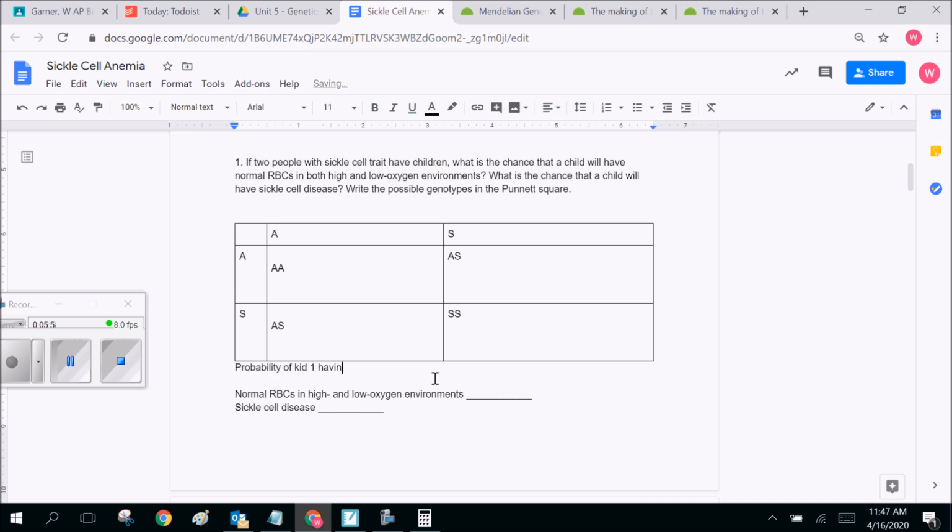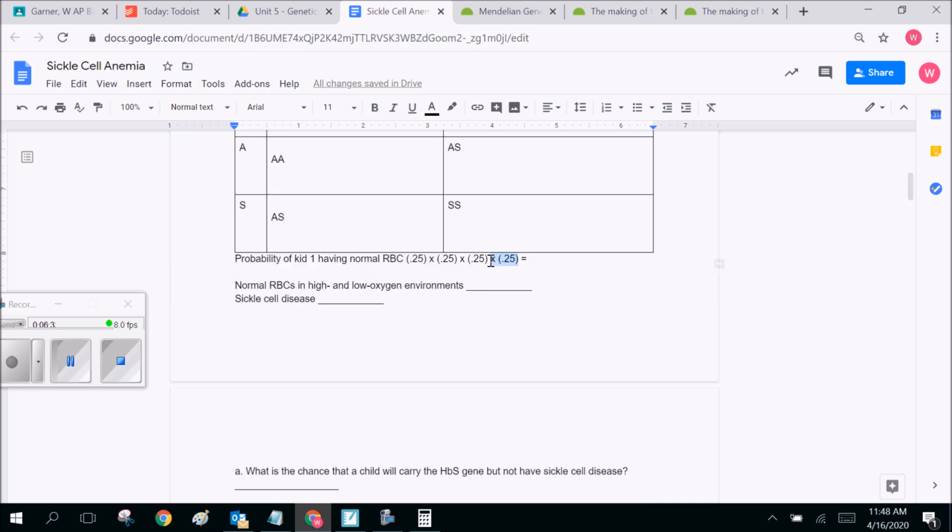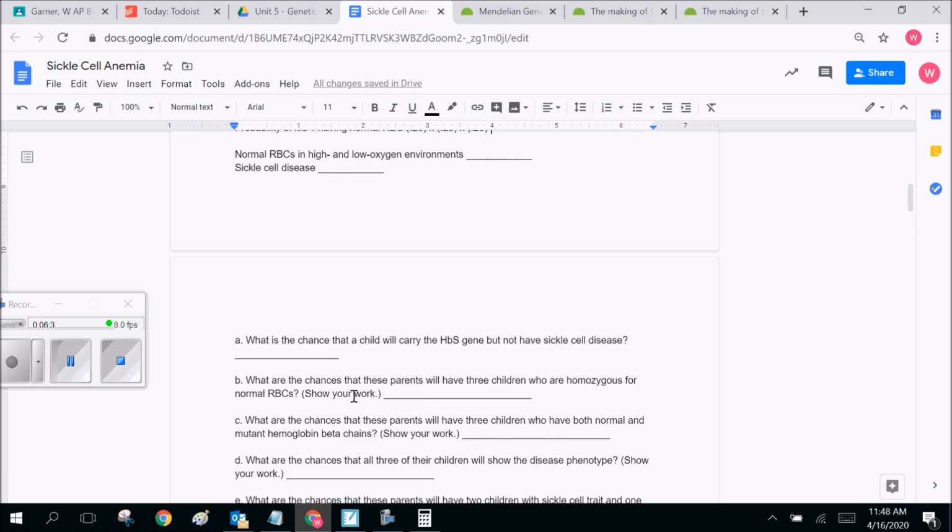of kid 1 having normal RBCs? And we can see that that probability is 25% or 1/4. So I'll just say 0.25 to indicate 25%. Multiplied by the probability of kid 2 having normal red blood cells, which is still the same, 0.25, multiplied by the probability again, multiplied by the probability again, and that's going to equal our answer. So that's the probability that they'll have, oh, sorry, I did 4 children. It was only asking for 3. So this is the probability of 3 children having the normal RBCs.